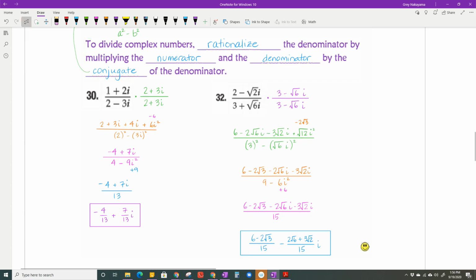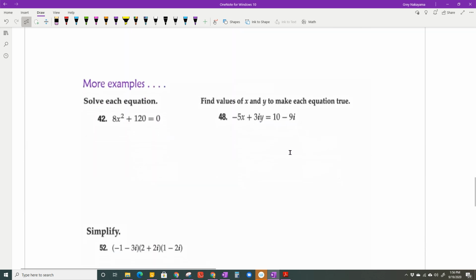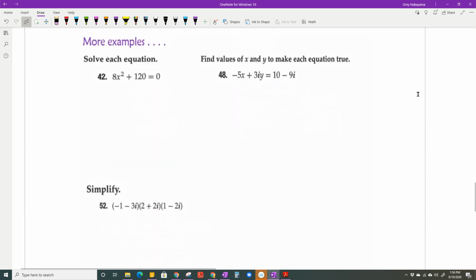Now, I threw some more examples in here because this is what you're going to see in your homework, and I wanted you to have an example of each of them. So, more examples. Solving equations. When you see this, don't get fooled. It says 8x squared plus 120 equals 0. So you're going to subtract 120 from both sides and get a negative, and then you're going to divide, so x squared is equal to negative 15.